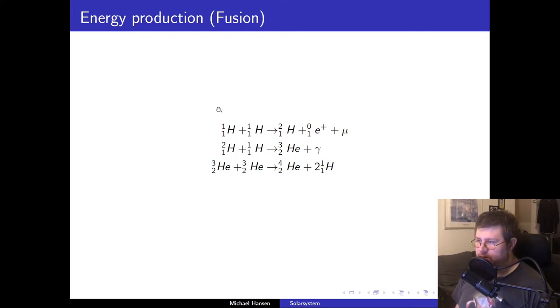Then we need two of these steps. Maybe I should have put that in here. So we need six hydrogen, right? We need three here and one more to get a 3-2 helium. And then we take two of these 3-2 helium and smash those together, and then we get a normal helium, 4-2 helium, plus two 1-1 hydrogen. So we actually get those two back that we started with. So it's sort of an ongoing cycle.